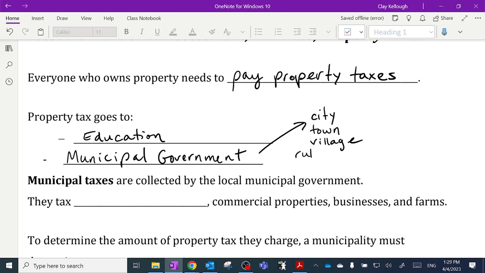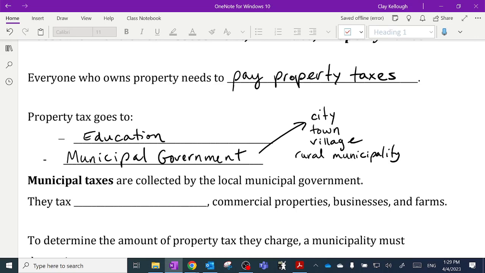Anybody actually have an address where their address says RR? Right? RR, yeah, that means rural road. In other words, you don't even really live in a town. So we're not going to say your address is a town. RR. So rural municipality. So one of those 4 things is where you live. And you got to pay for the stuff that has to run these places.